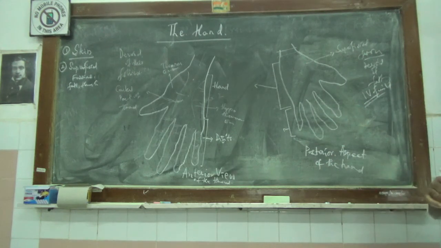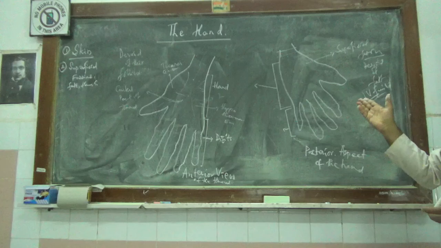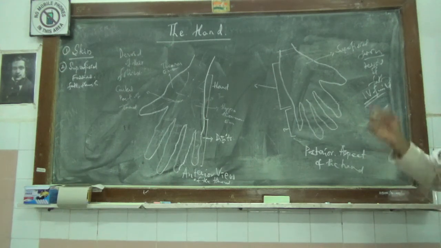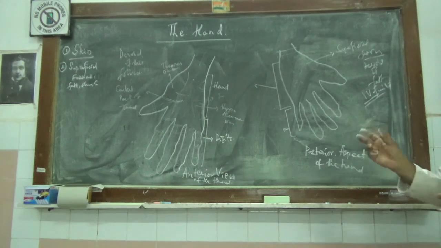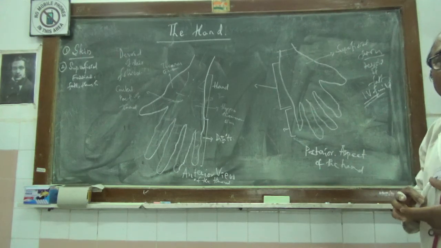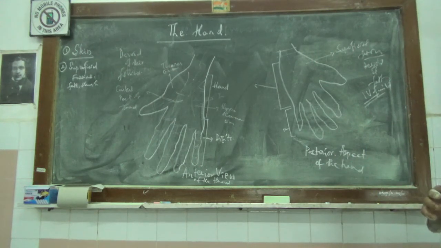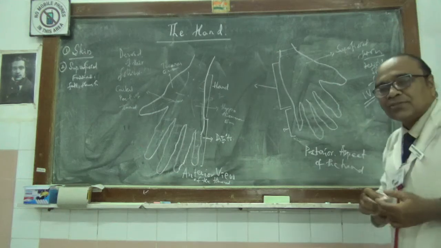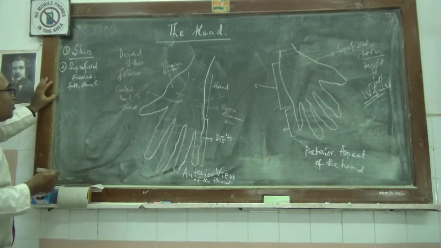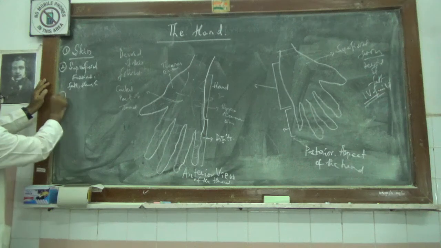You cannot get the superficial veins of the dorsal aspect of the hand, or the dorsal venous arch of the hand, so easily. Even if you do get them, they will be moving or rolling. On the dorsal aspect of the hand, it is very difficult. Okay. So then after having had this, now you have to go to the fasciae.